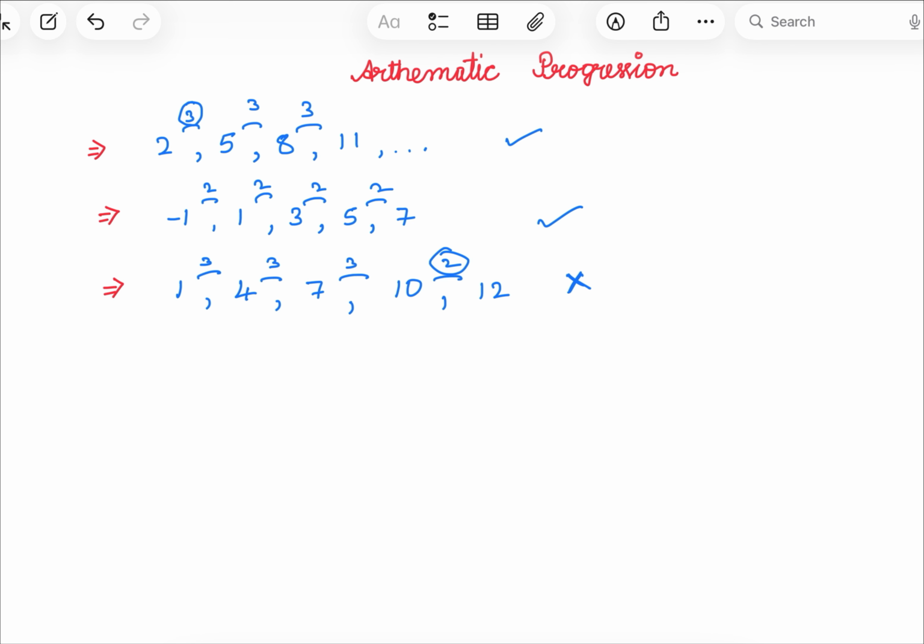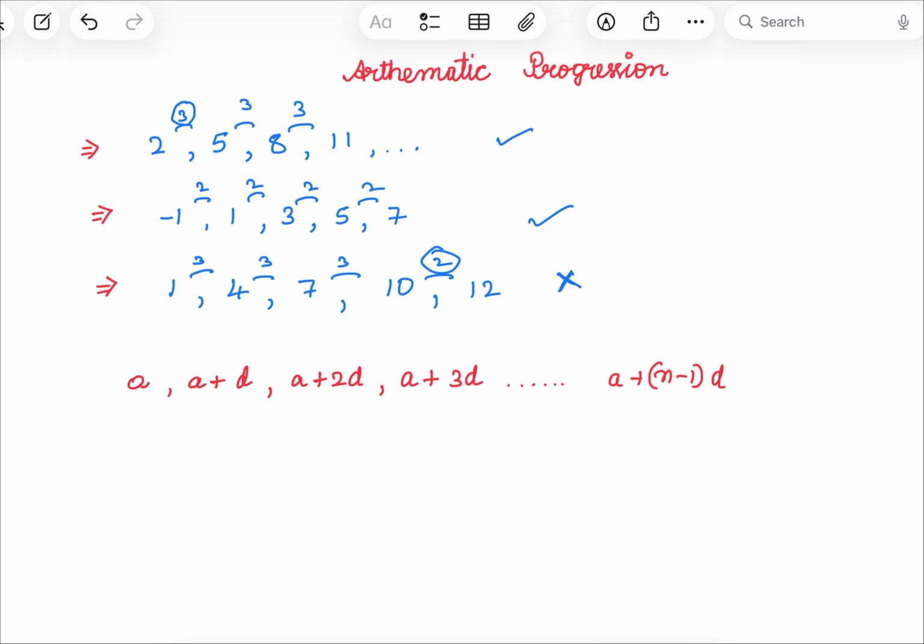See, in arithmetic progression we can write this in general form. Suppose the first term starts with A and the common difference is D. The next term we add D, so A plus D, and for the next term we add D again, so A plus 2D. Next term A plus 3D, and so on, up to A plus n minus 1 into D. This is the general form of arithmetic progression, and let's discuss this very clearly.